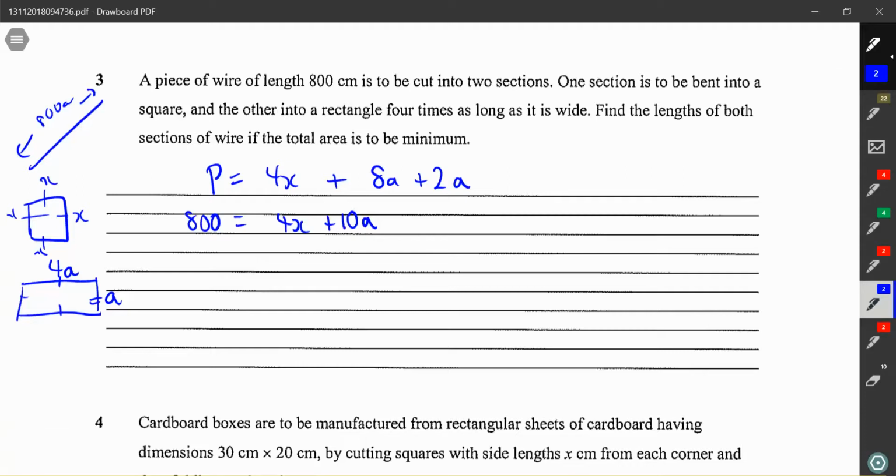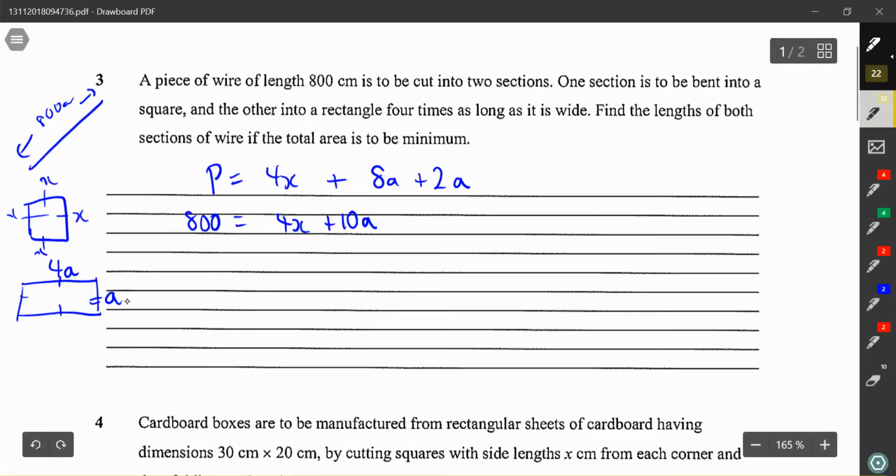Cool, I've got an expression now. That was the hardest part. Get that right, okay? Now, let's read the next part of the question. The question then tells me, find the lengths of both sections of the wire if the total, and this is the key word here, area is to be a minimum.